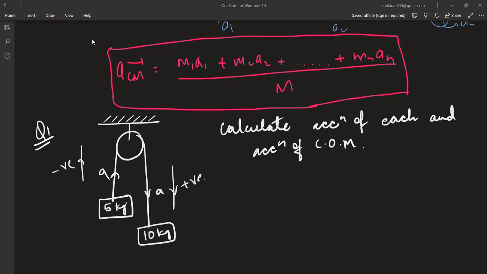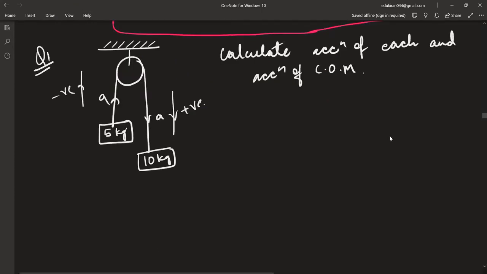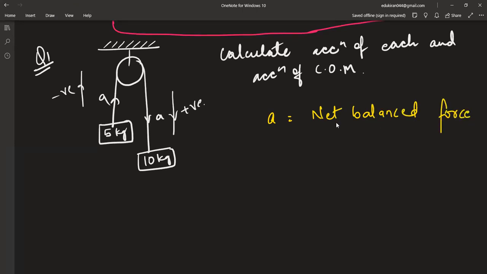See, in this question, one block is going up. This is a pulley mass problem. We have seen acceleration upwards is given, so take it as negative, and acceleration downwards positive. A 10 kg mass is there. We have to find out the acceleration of each and the acceleration of center of mass. The actual acceleration is calculated as the net balanced force by the total mass.